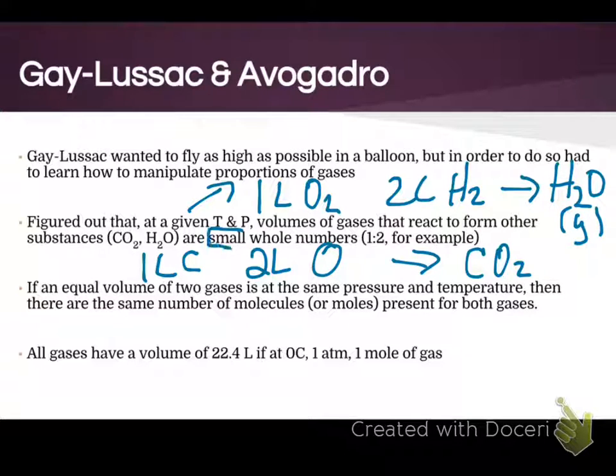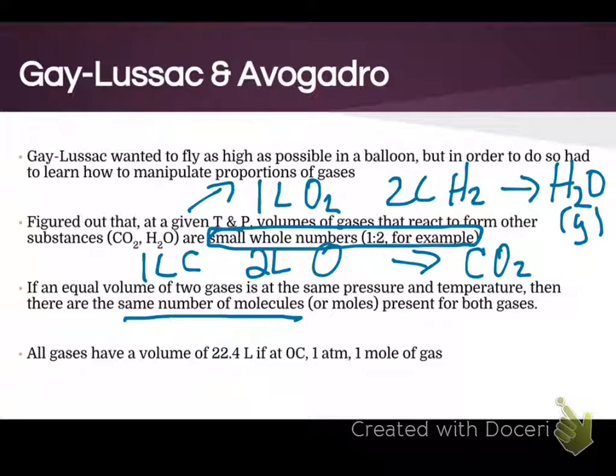The interesting thing about it is that this ratio between volumes is always a whole number. So like 1 liter of oxygen for 2 liters of hydrogen. What this led to is the discovery that if you have 2 gases, even if they're different elements or compounds, at the same pressure and temperature, then they have the same volume, which means they also have the same number of moles in that particular space.